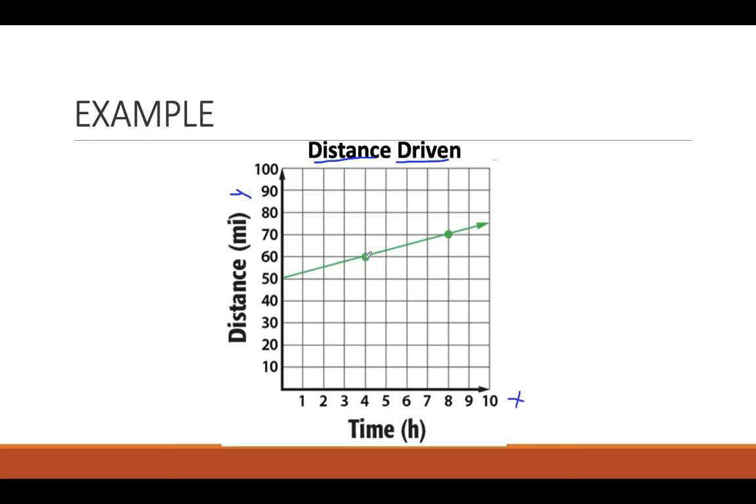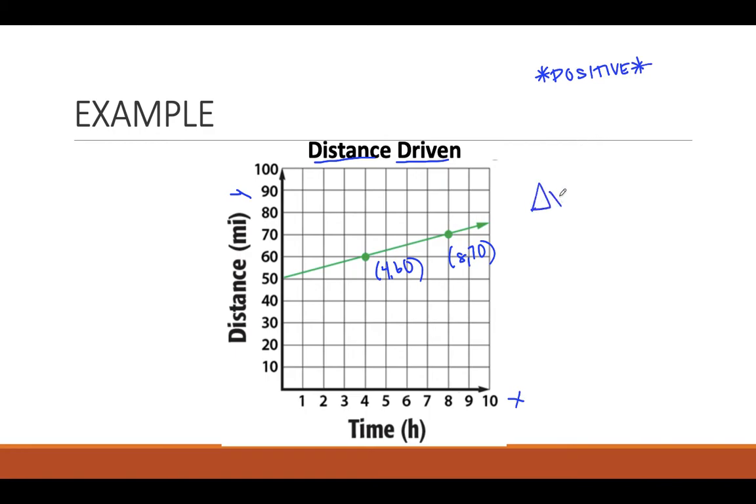So this first point right here is (4, 60). My second point on the graph is (8, 70). Okay, so remember, our line is increasing. So this means we should know that our answer should be positive. That way we know if we made a mistake if we don't get a positive answer.